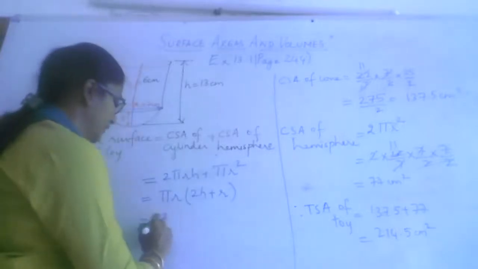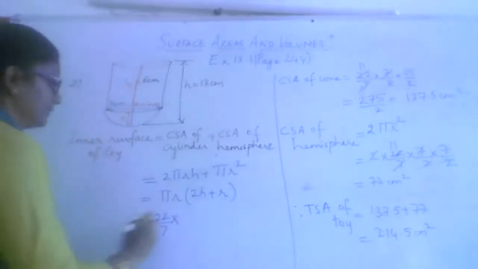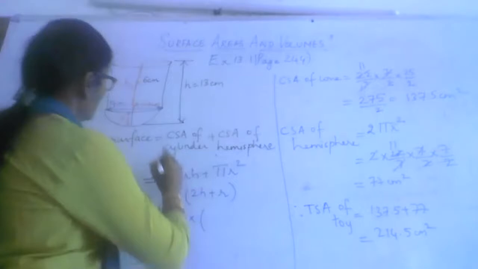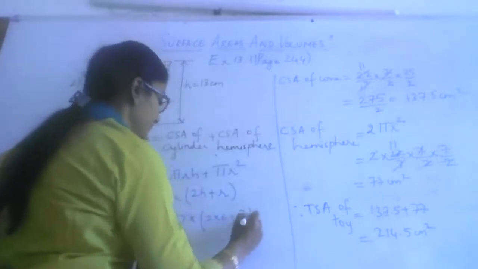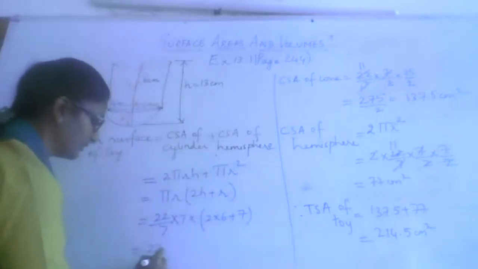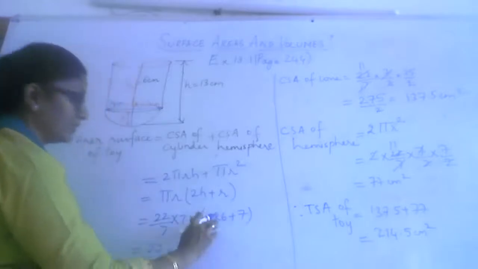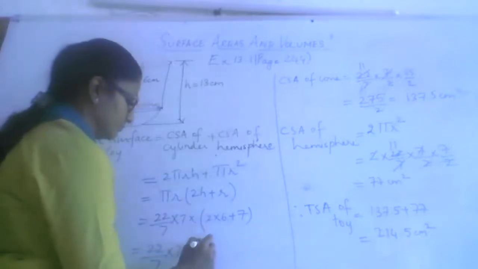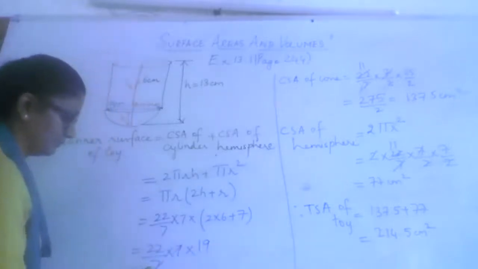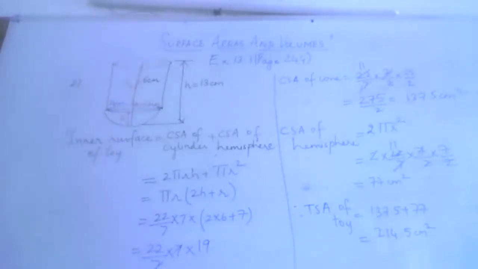So pi I am substituting as 22 by 7, r is 7, 2 times h, 2 into 6, plus the 7. So this will become 22 by 7 into 7 into, this is 12 plus 7, that is 19. So you will have 22 into 19.